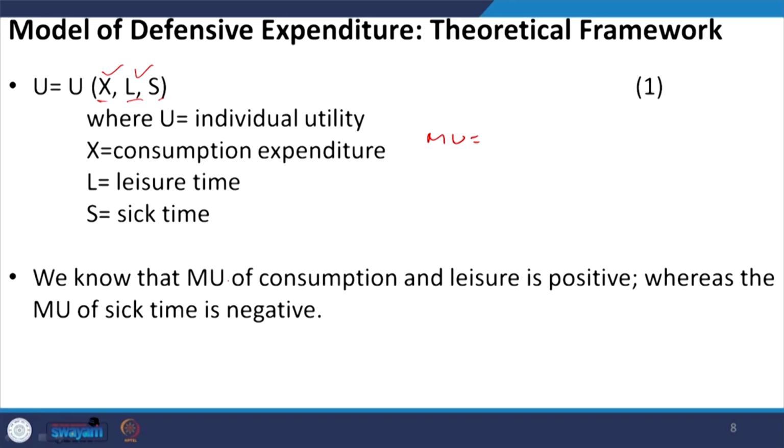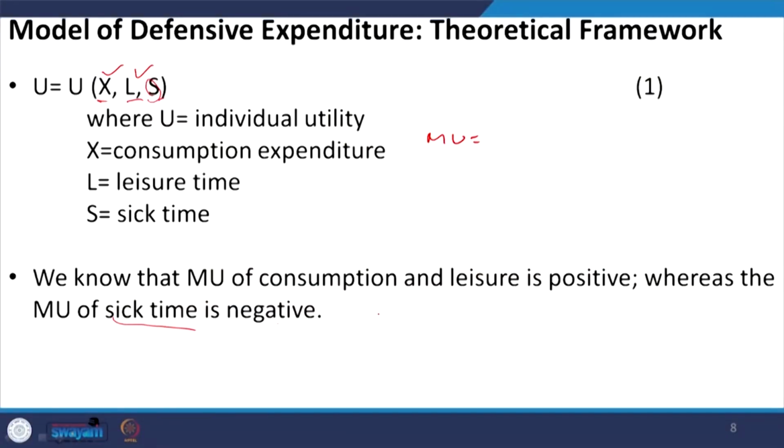How do you interpret this? If you increase the consumption expenditure by 1 unit, then your utility will increase, that is why this is positive. Likewise, if you increase the leisure time by 1 unit, then obviously your utility will increase. But for the third one, if you are falling sick one more time, or one more hour, or one more year, whatever the time measurement, then the marginal utility of sick time will obviously be negative. This is what we need to remember, and it is rational to find.